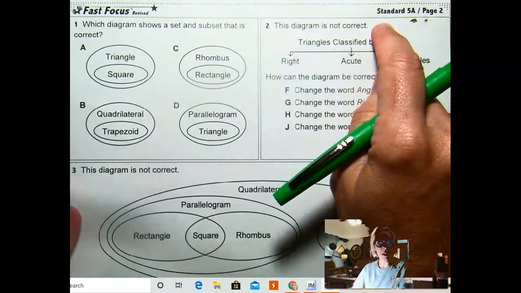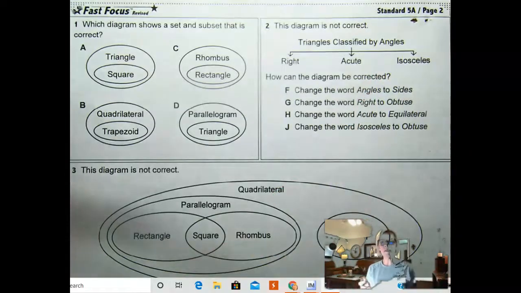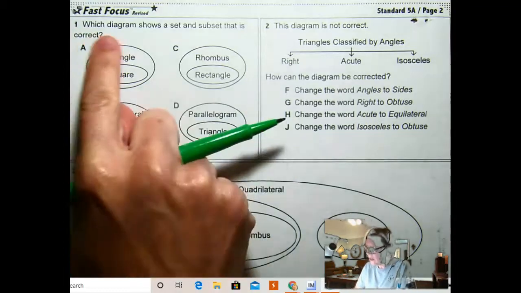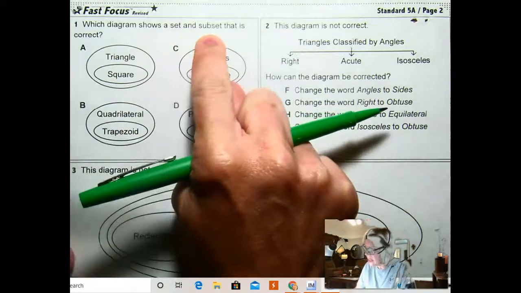All right, so let's look at question number 1. Okay, these are the types of questions that you would have seen most likely on your STAR test, because we want to make sure you understand all the attributes of your shapes and how to classify them. Just like in science, we classify things by their characteristics, we can also classify shapes in math according to their rules and characteristics. So let's go ahead and look at number 1. It says, which diagram shows a set and subset?